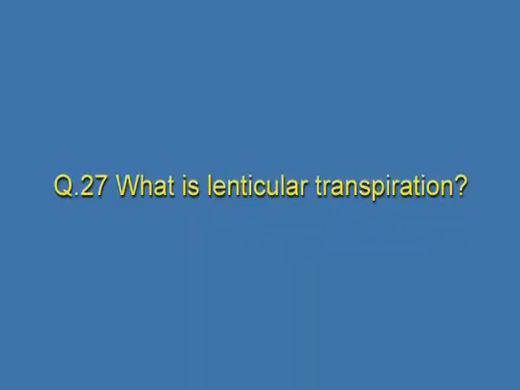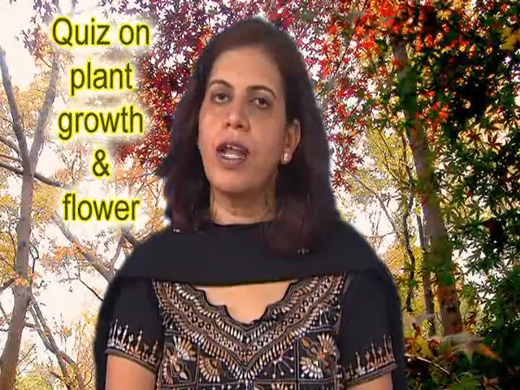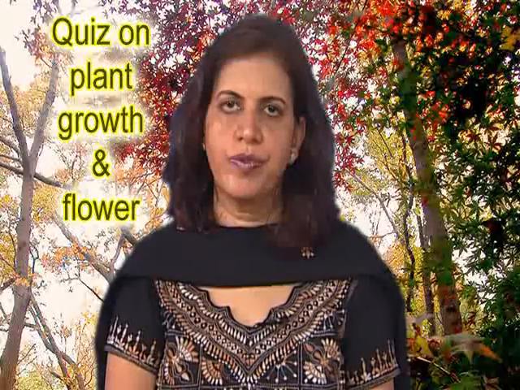Now, what is lenticular transpiration? Now, you see in the diagram on your screen, and you have to label various parts of this diagram. The cork or phellem is protective in function.